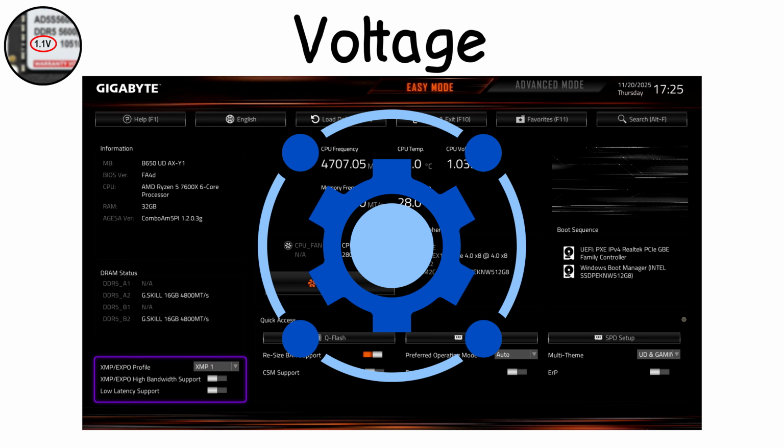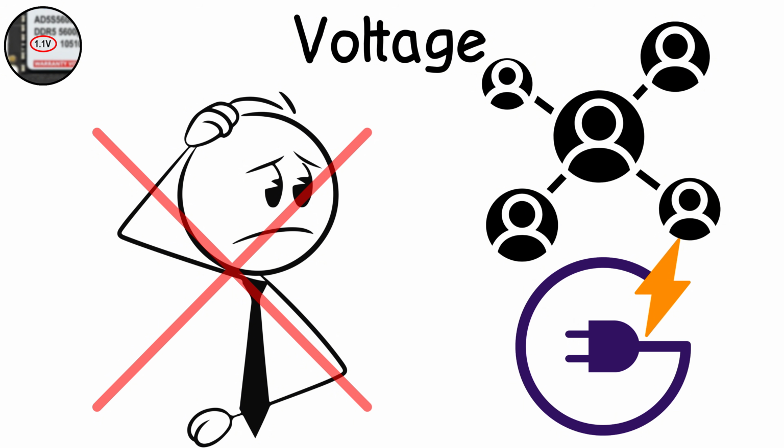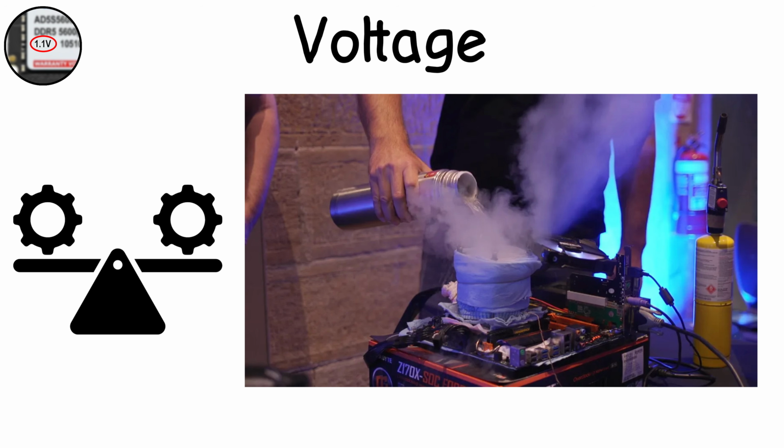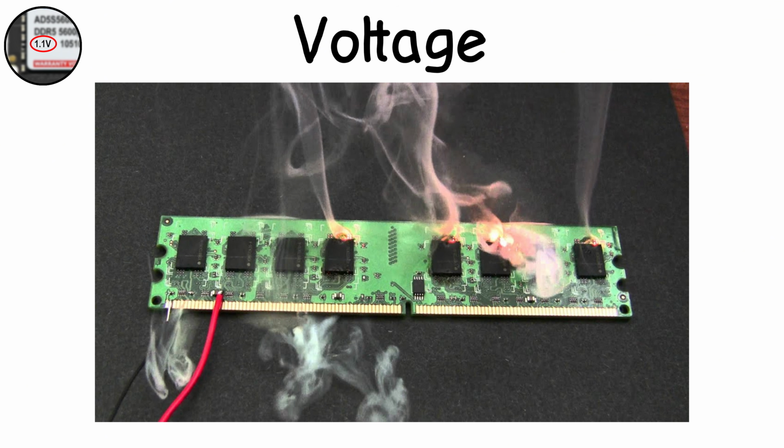This is handled automatically when you enable XMP or EXPO. For the average user, voltage is not something you need to worry about. It's relevant mainly for stability when overclocking or for enthusiasts manually tuning their RAM for maximum performance.